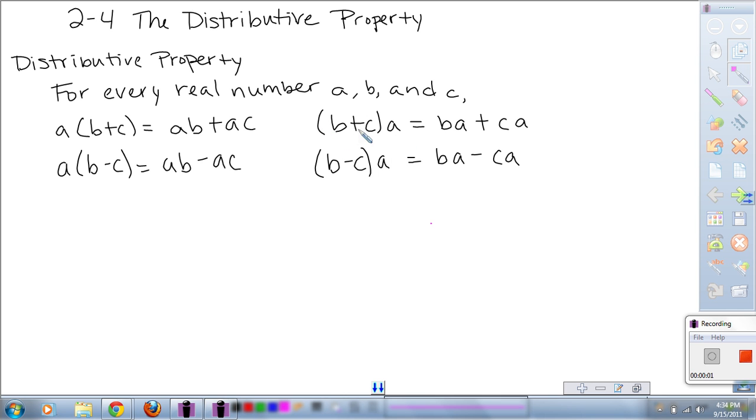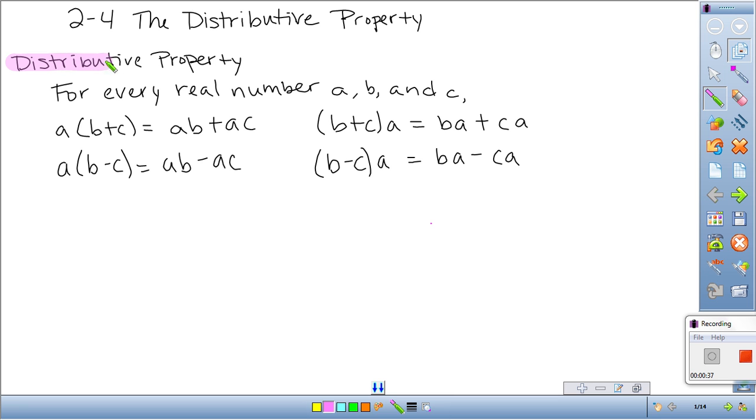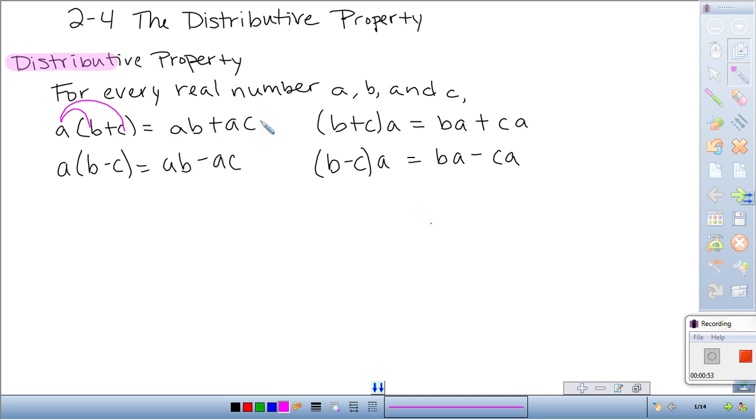Likewise, the quantity b plus c times a is ba plus ca, and the quantity b minus c times a is ba minus ca. The reason for that is we distribute the number on the outside, the number we're multiplying, to the numbers inside the parentheses. And when we distribute them, we multiply. So a times b gives us ab, plus a times c, ac. Same thing down here, a times b, minus a times c, ac.